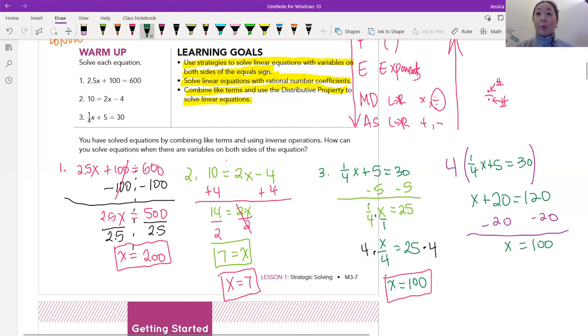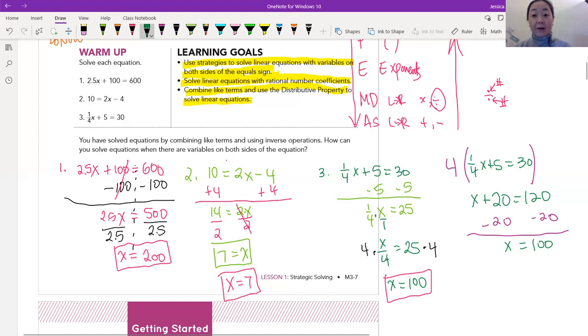So 1 times X is X. And remember, any whole number is divided by 1, over 1, if you want to have fractions together. So 4 times 1 is just 4. So this is actually x over 4. And I really like this strategy. It's a great one. So then it just looks like none of the other ones that we did.